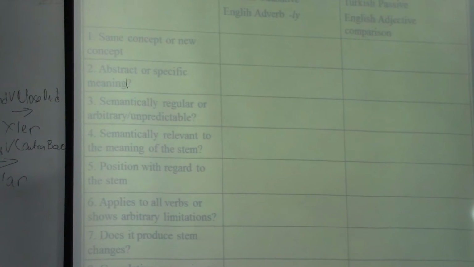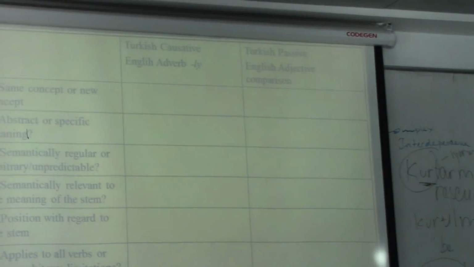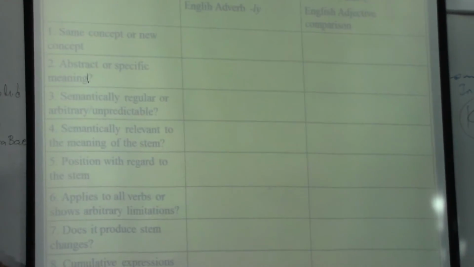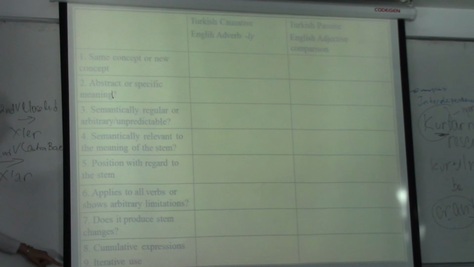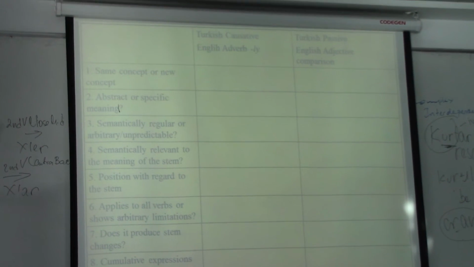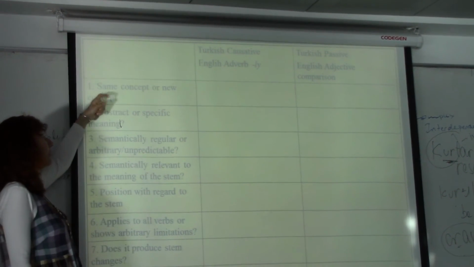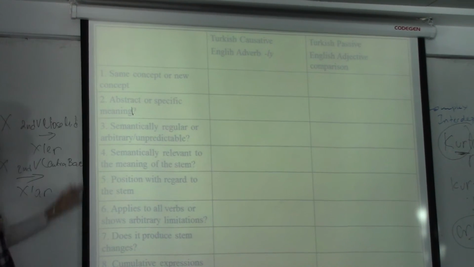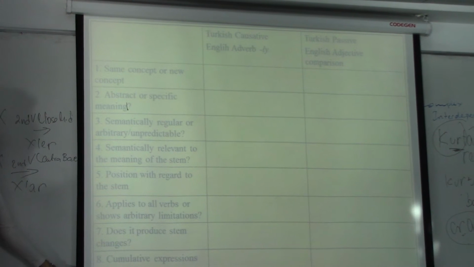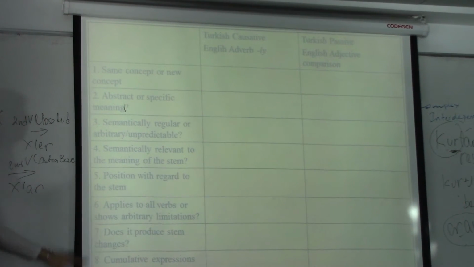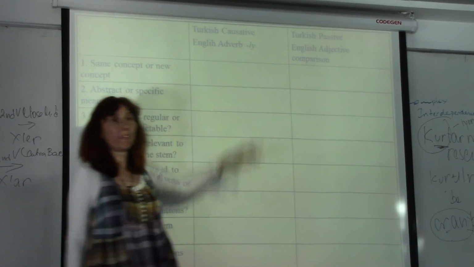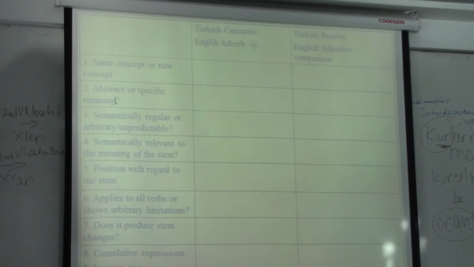So I've summarized all of these features that I went through. Put them in a table. This is what we're going to start with next time. I want you to think about the Turkish causative and the Turkish passive in terms of these features. Fill the table. Okay. I want you also to think about the English derivation of adverbs ending in ly.